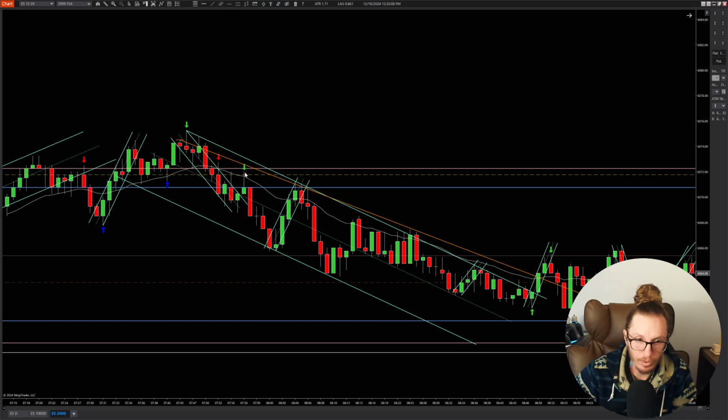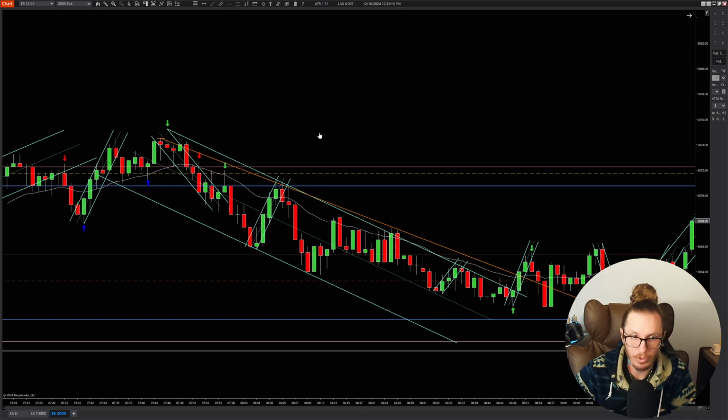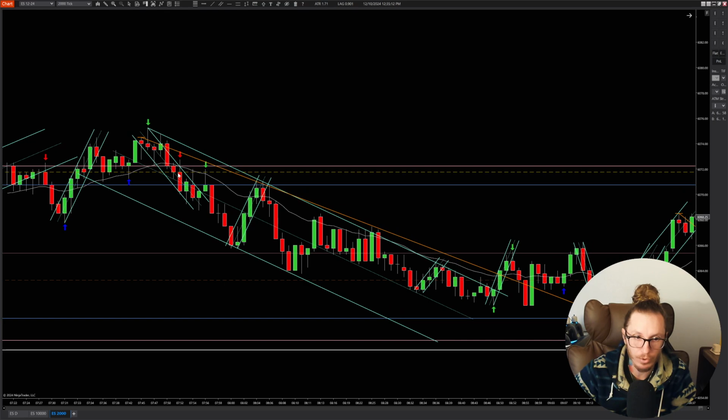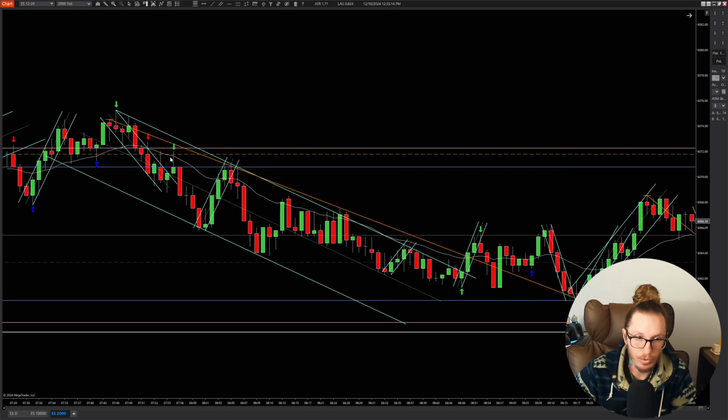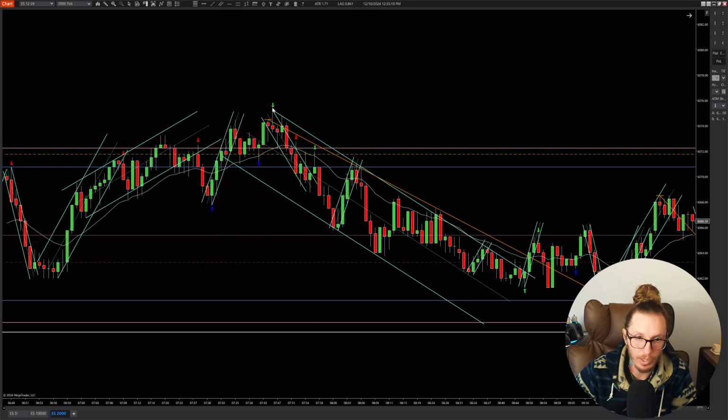And then this is sort of like a third entry long that fails. So it's almost like a triple test in a way. But it just looked like we were rejecting there and probably going to fail back in and go towards the low side, especially after we were failing and making lower highs.